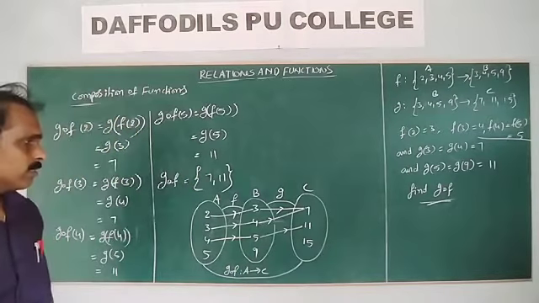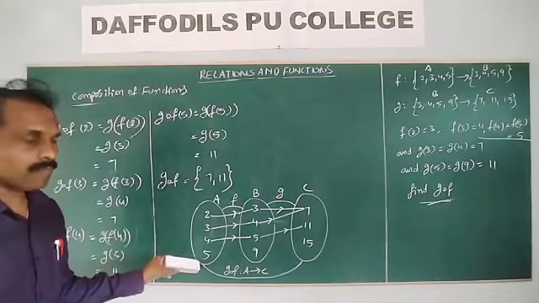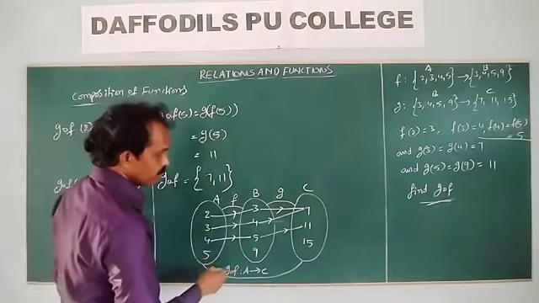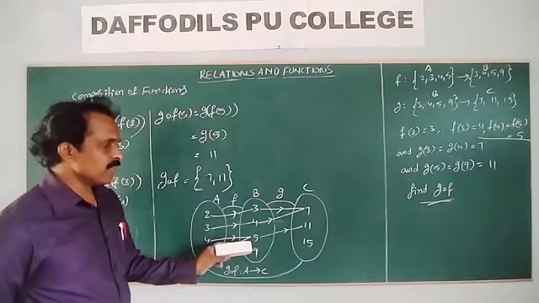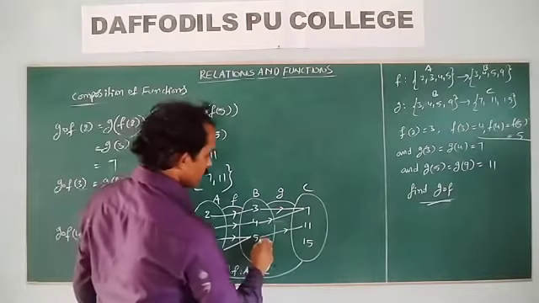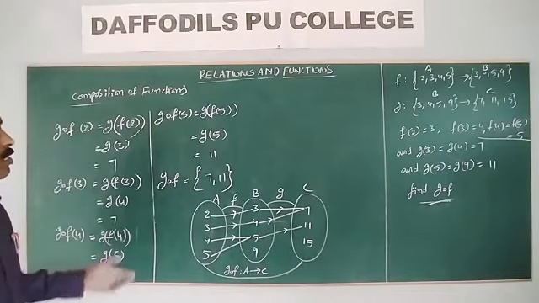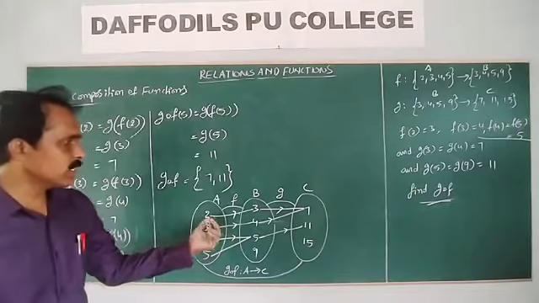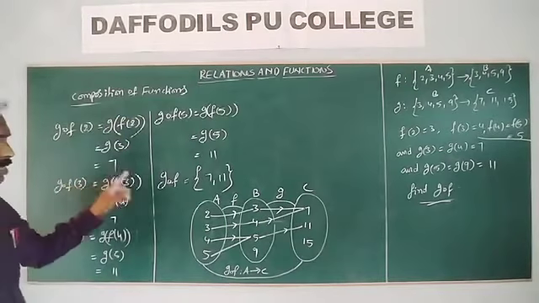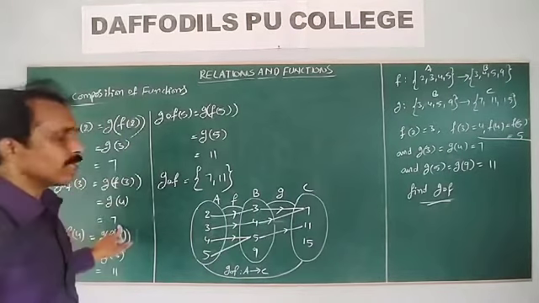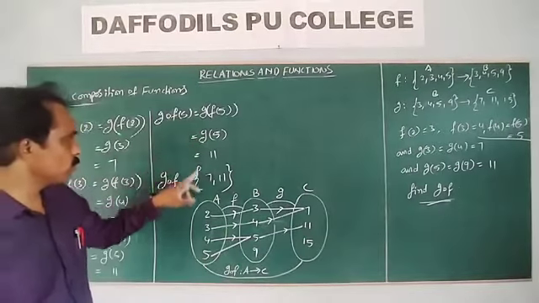Next, G of F of 5. First function F of 5. F of 5 value is 5. Next, G of 5 value is 11. Same. Clear? Understand? Right. So like this, by the diagram, G circle of F of 2 is equal to 7. G circle F of 3 is equal to 7. G circle F of 4 is equal to 11. G circle F of 5 is equal to 11.